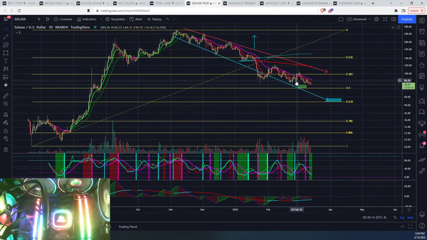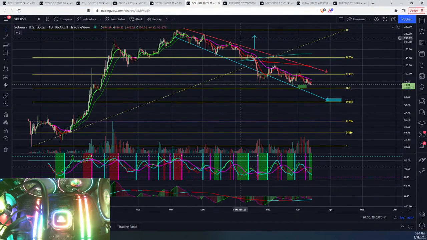We made it down to the green box once. We pushed up, got rejected at the 382. I fully expect us to make it to the bottom of the green box and our actual Fibonacci target of 72.82, at which point in time we can reevaluate. If it has an aggressive move to the upside, I would expect a retest of 99 from that point. If it has an aggressive move to the downside, I would expect a 0.618 test, which is $54.